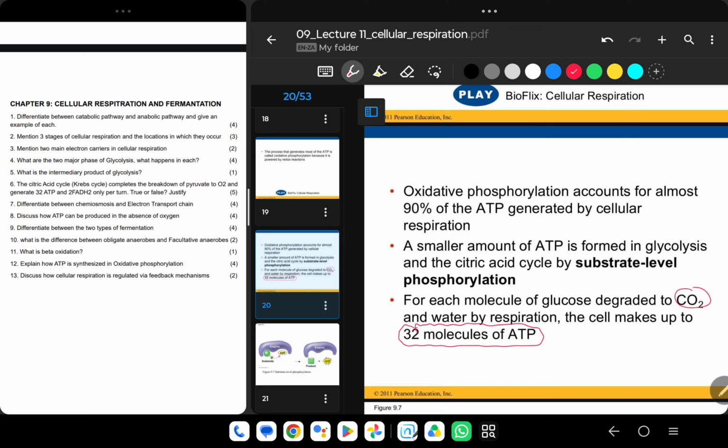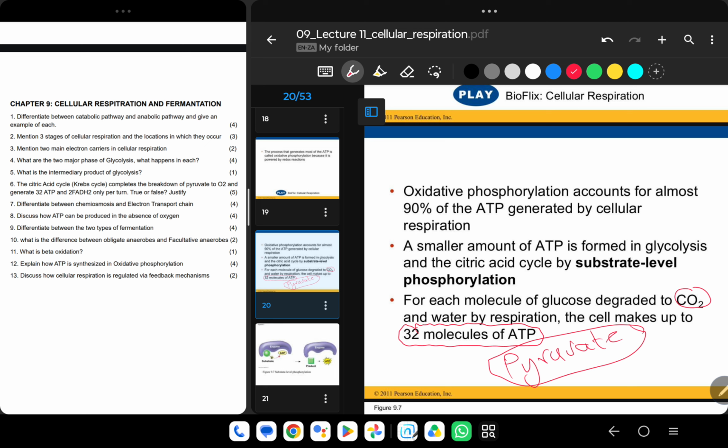We spoke about the two major phases of glycolysis, and we also tried to explain what happens in each. So what is the intermediary product of glycolysis? The intermediary product of glycolysis is pyruvate. It's the major intermediary product of glycolysis.